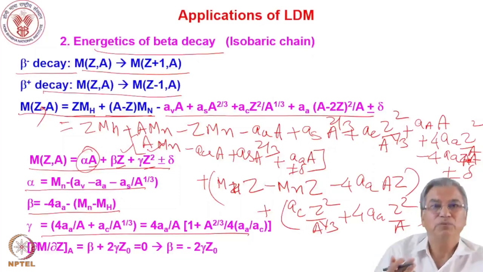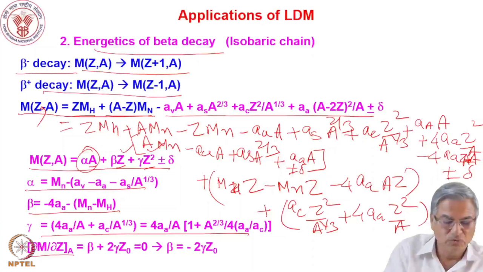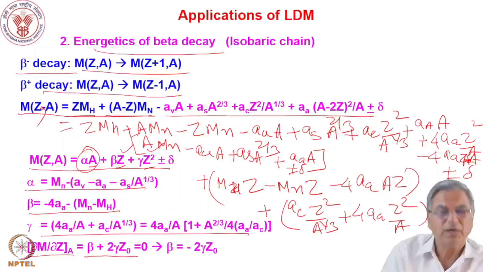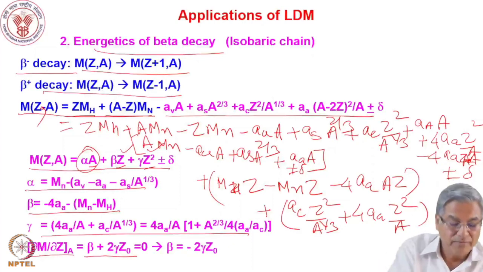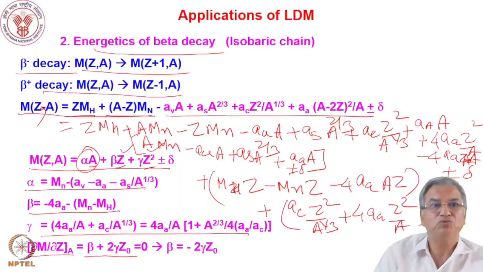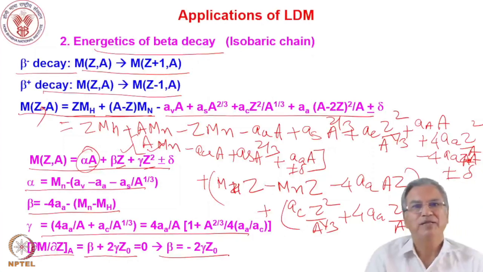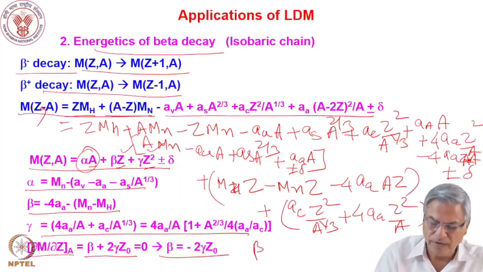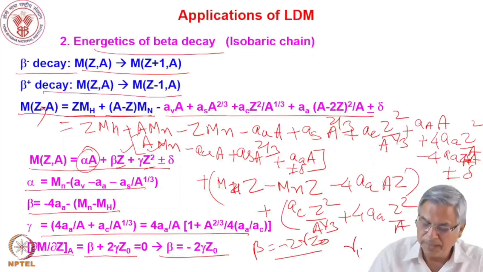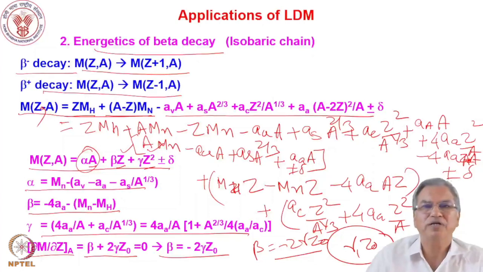If you want to find the most stable isobar in this isobaric chain, you can differentiate this formula with respect to Z. So delta M by delta Z equals beta plus 2 gamma Z. If you equate this to 0 to get Z0, then beta plus 2 gamma Z0 equals 0, or beta equals minus 2 gamma Z0. So you have gamma and Z0, the two local constants. If you know gamma and Z0, then you can find the Q beta for the particular isobaric chain. That we will discuss in the next slide.